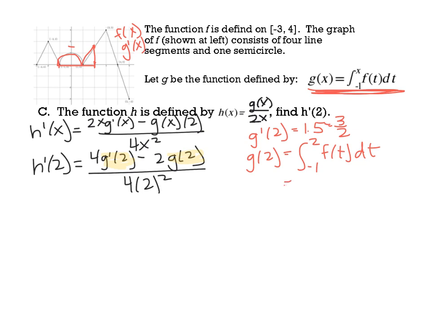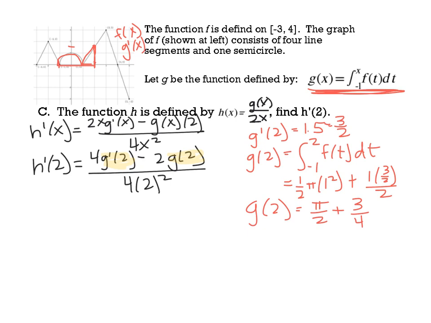All right, so our first region is this semicircle. So 1/2 pi times the radius squared, your radius is 1, and then add this right triangle, which is 1 by 1.5, and then divide that by 2. So g of 2, if you simplify all of that, should be pi over 2 plus, I believe that ends up being 3/4.